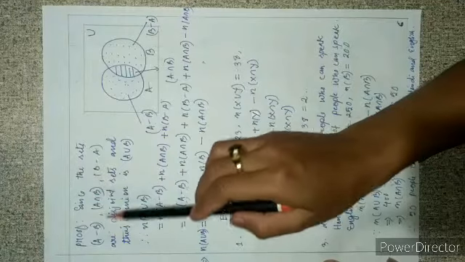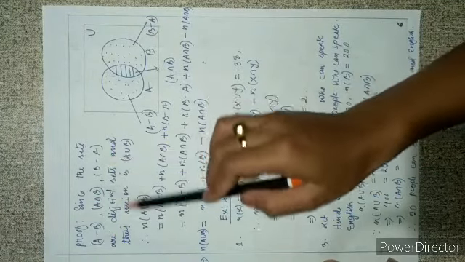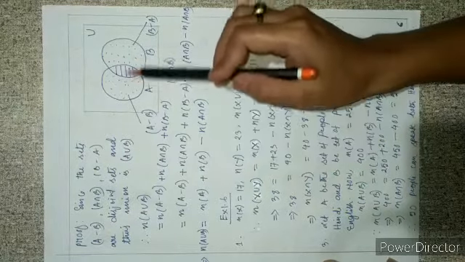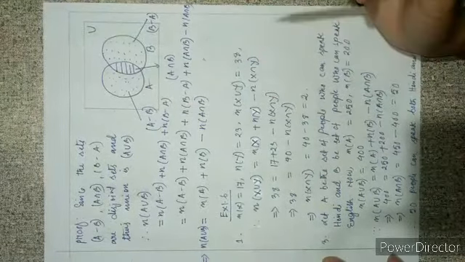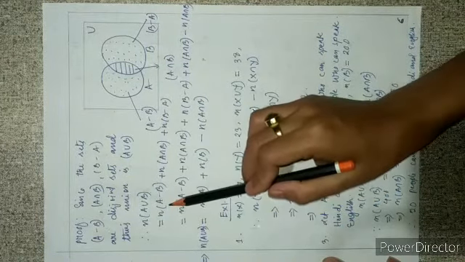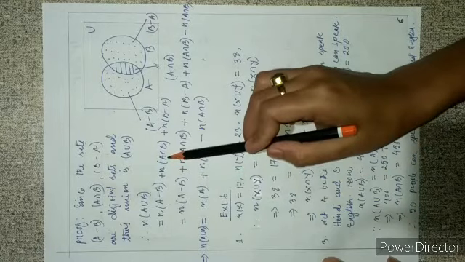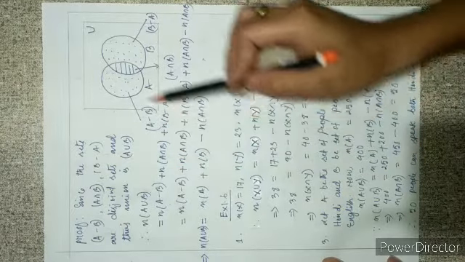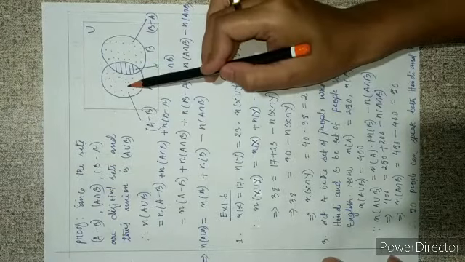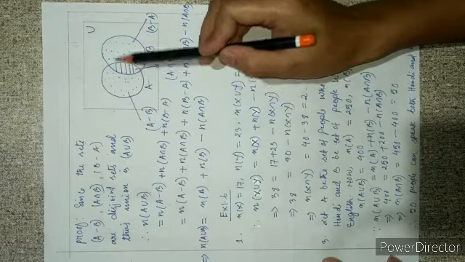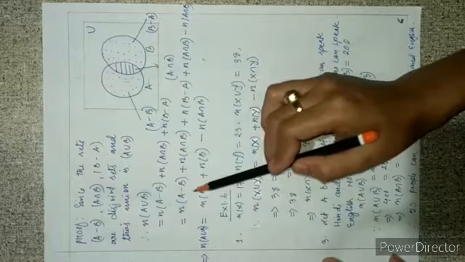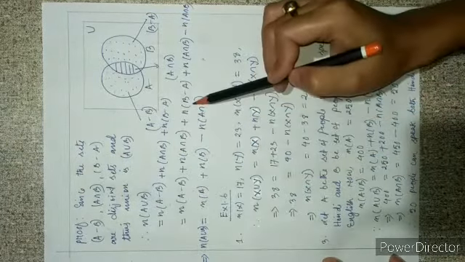Since the sets A minus B, A intersection B, and B minus A are disjoint sets and their union is equal to A union B, the number of A union B will be equal to the number of A minus B plus the number of A intersection B plus the number of B minus A.